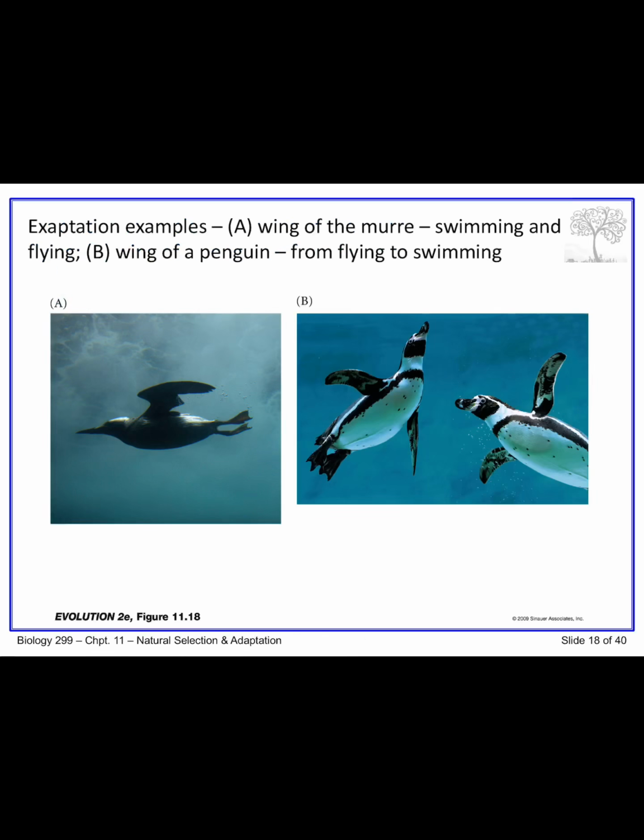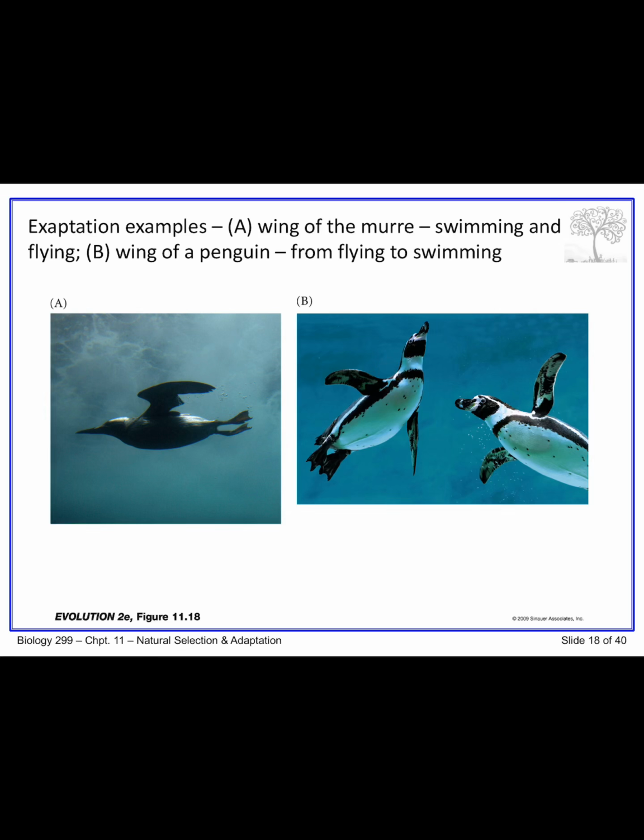So some good examples of exaptations or pre-adaptations are the wing of the murre, shown here on the left, and the wings of penguins shown here on the right. Both of these are swimming and diving birds. The murre, though, in addition to being able to, quote, fly underwater, is also capable of flying in air. So the wing is adapted for both flight in air and swimming underwater. It's multi-purpose, in other words. The wing of the penguin on the right is solely adapted for swimming in water. It's fully adapted to be a flipper. It used to be a wing, but now it's a flipper.